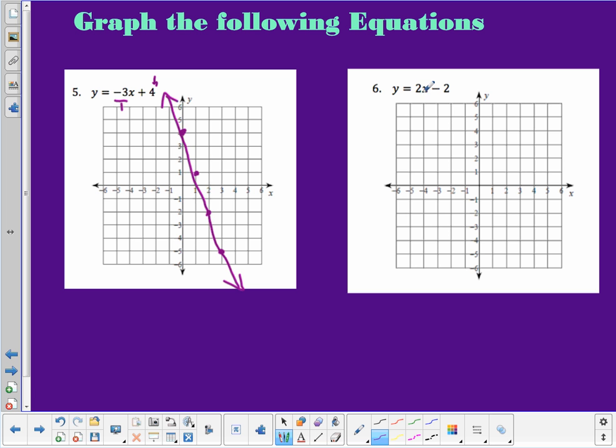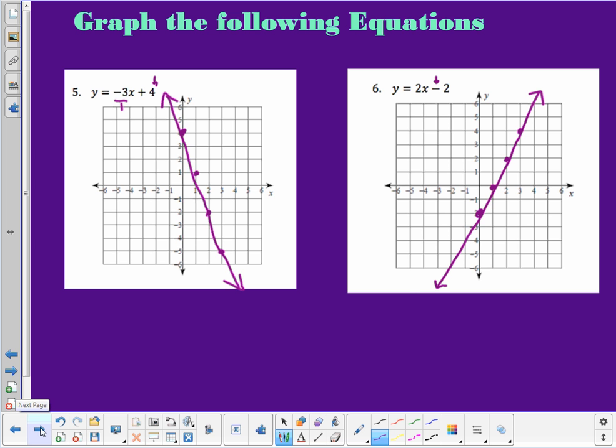So then in number 6, y equals 2x minus 2, I start with my y-intercept, which, pay attention to that negative in front. It's a negative 2, so I'm down 2. And then my slope is positive 2, so that's up 2 over 1, up 2 over 1, and so on. And then draw yourself a nice straight line.